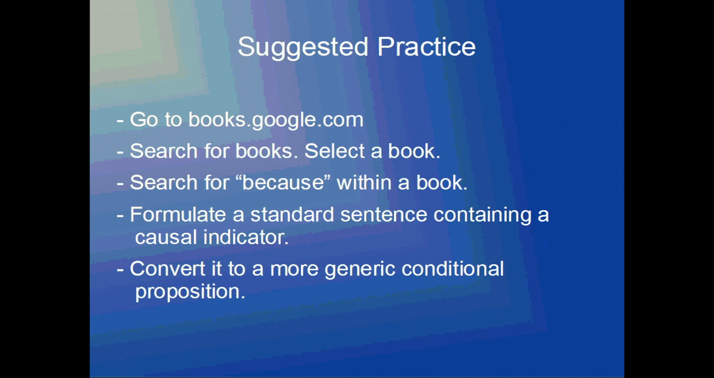Now, if you want more practice, you can go to books.google.com, type in a keyword to search, initiate your search, click on Search Tools below the search bar, then click on Any Books, and then click on Preview Available. Select a book. Within that book, you'll do a search. You'll type in because, as in the causal indicator, and then per your own judgment, you're going to formulate a standard causal statement, and then you'll convert it into a more generic conditional proposition.